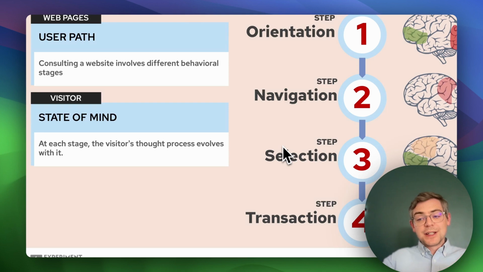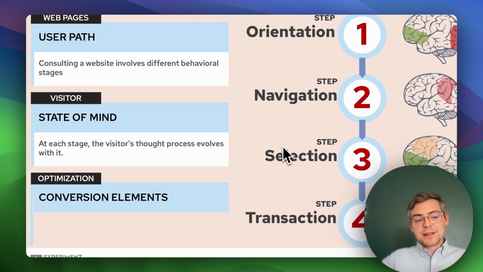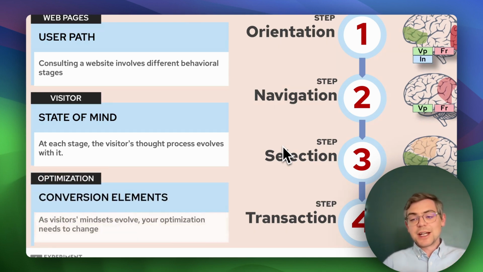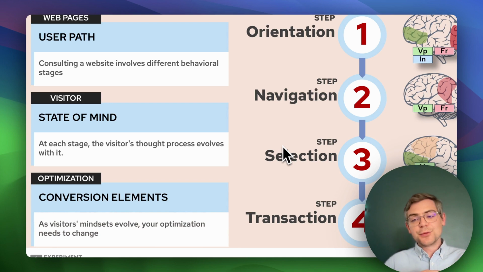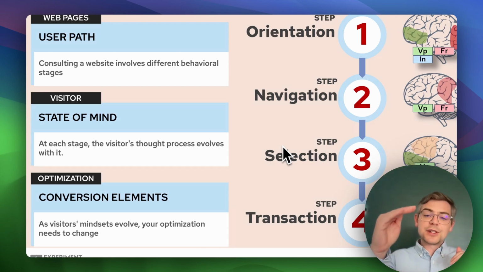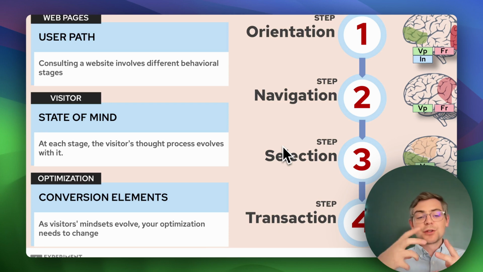After the state of mind, you have several elements that will impact the state of mind. And here we enter the area of CRO, where we will focus on several conversion elements that we want to optimize. Based on the different steps, orientation, navigation, selection, and transaction, in each of these steps you have conversion elements that are more important at some steps than at others.